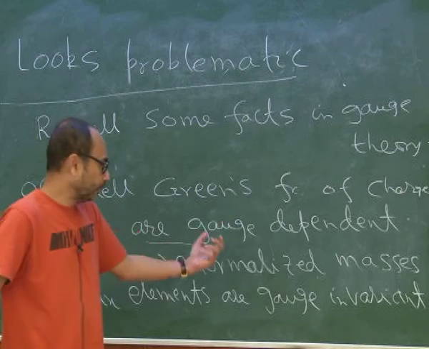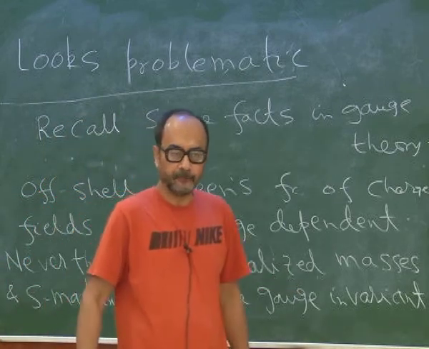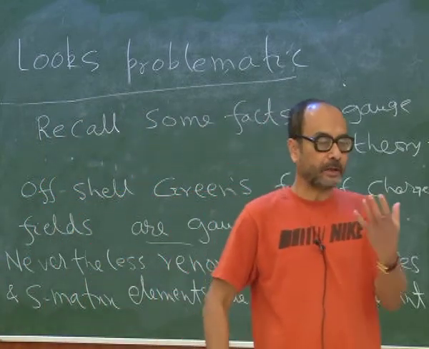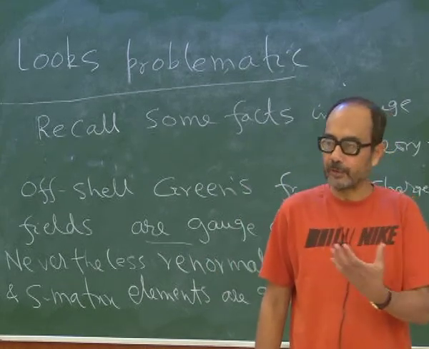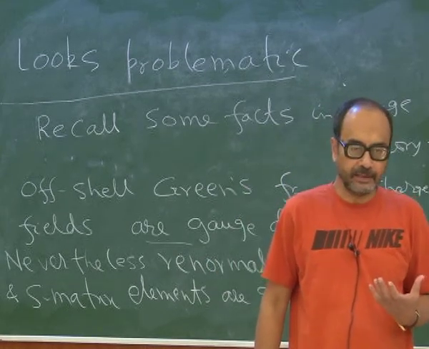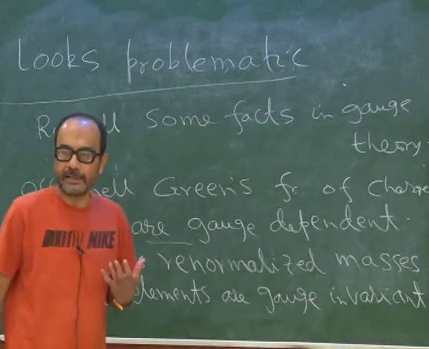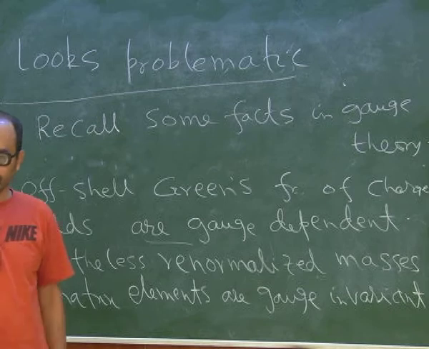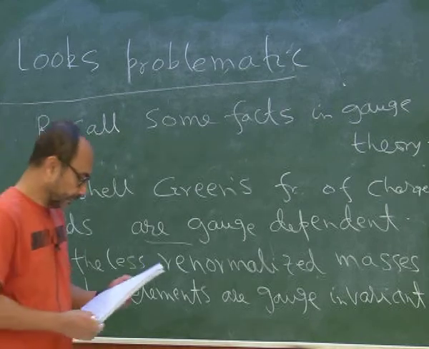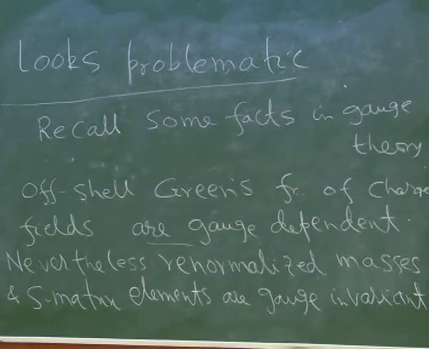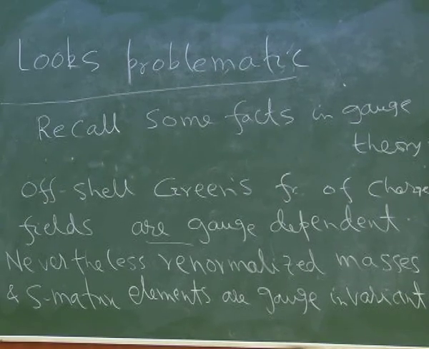For example, if you want to calculate the renormalized mass of the electron, you have to deal with the 2 electron Green's function and then look for its pole. And that intermediate object that you deal with, the 2 electron Green's function, is a gauge dependent quantity. So you could ask whether the story in string theory can be something similar.